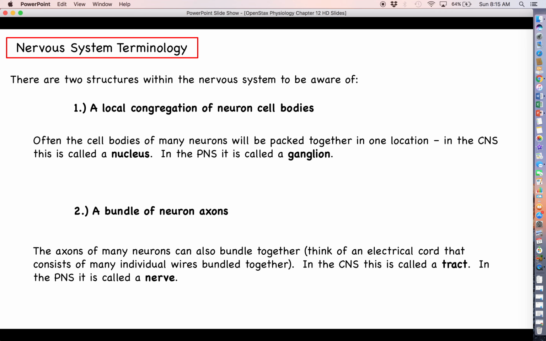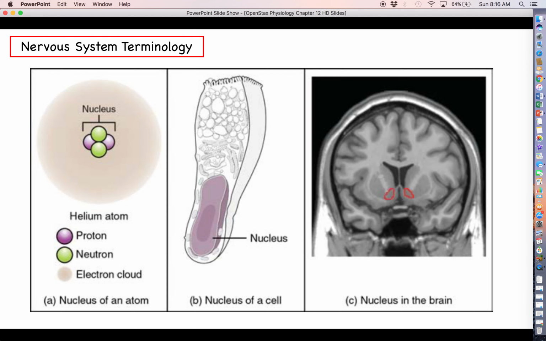Now, this one in particular is going to be a little bit tricky for us because the word nerve is something that you've been hearing your whole life, even before you really started studying science, right? So you're going to have to fight this temptation to call everything a nerve, even bundles of axons that occur in the central nervous system. But you have to fight that temptation and do your best to call it a tract when it's in the central nervous system and a nerve when it is in the peripheral nervous system.